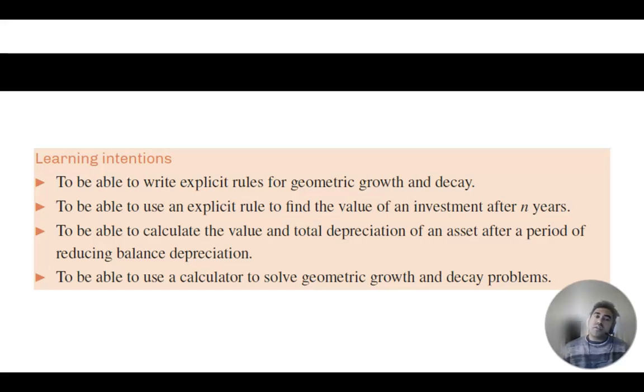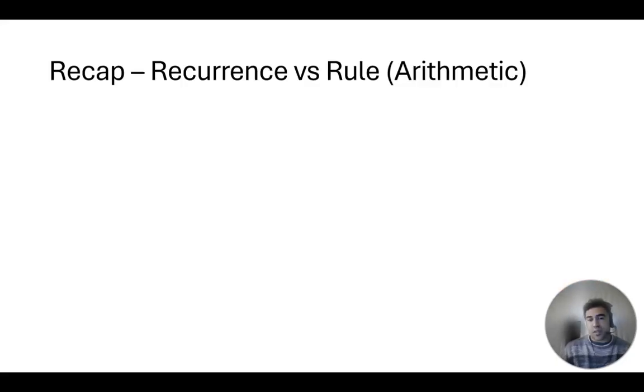Now we're going to delve into the world of geometric growth and decay with a particular multiplicative factor. And you're going to see these two different letters thrown around, small r and big R, and it's really good to be aware of the difference, what they mean, when to use them and how to use them. So taking a step back, we want to make sure that our recurrence relation for arithmetic and writing a rule from a recurrence relation is down pat.